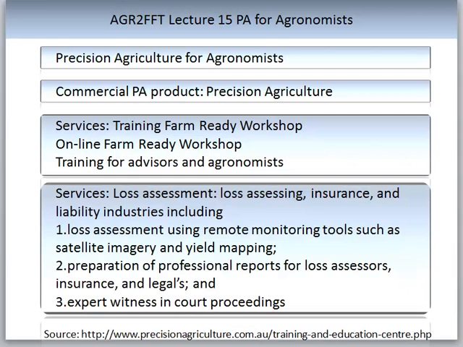The company Precision Agriculture also offer other services such as training. There are 3 courses that you can attend for a fee: Training Farm Ready Workshop, Online Farm Ready Workshop and Training for Advisors and Agronomists.